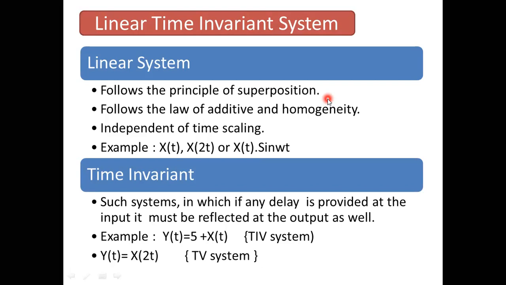Likewise, in a time invariant system, a very important thing is this: suppose you are providing a delay at the input. x of t is there, and you are providing a delay. Delay means that it would be x of t plus 5. So that t plus 5 should also reflect at the output, y of t plus 5. Okay, likewise in the example you see, we are not providing any delay at the input, so we are not getting any delay at the output.